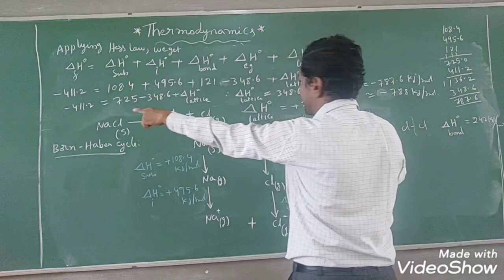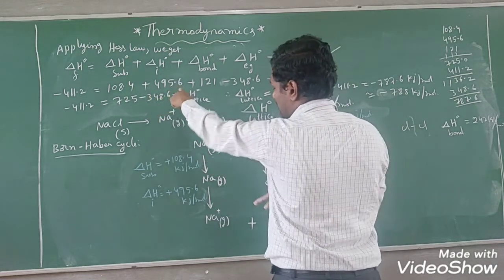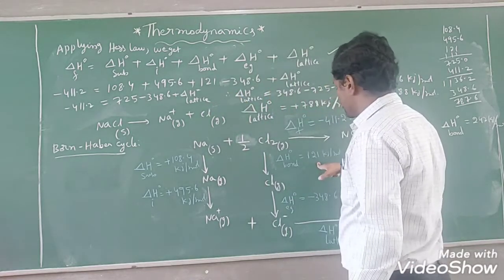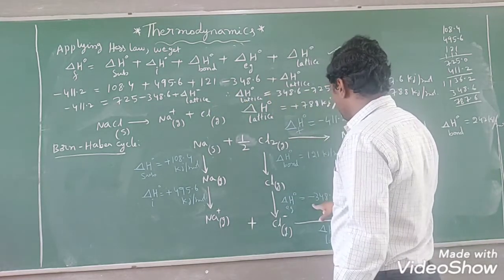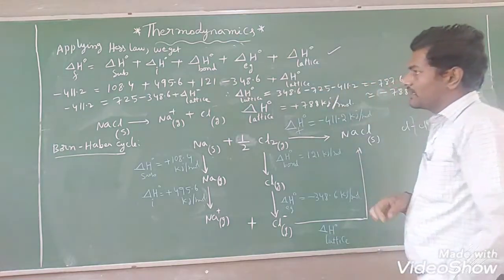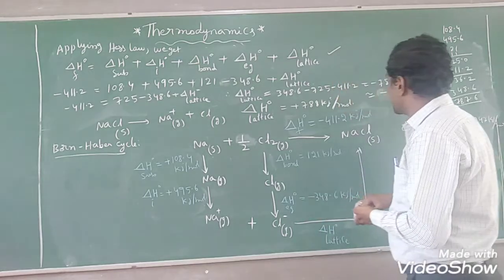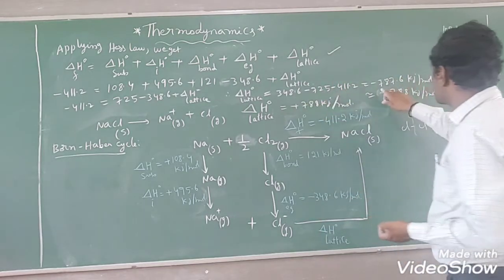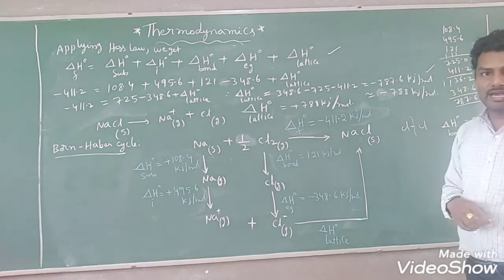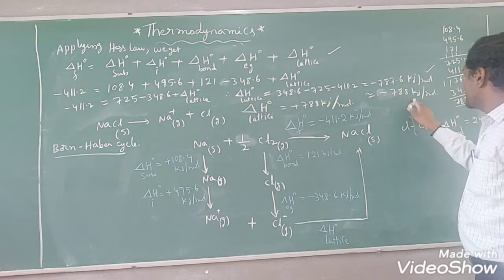Enthalpy of formation is minus 411.2, sublimation is 108.4, ionization enthalpy is 495.6, bond dissociation enthalpy is 121, electron gain enthalpy is minus 348.6, and lattice enthalpy we have to calculate. After substituting all these values, I have got the lattice enthalpy value, that is minus 787.6 kilojoule per mole. This is the correct value actually. This is approximately equal to minus 788 kilojoule per mole.